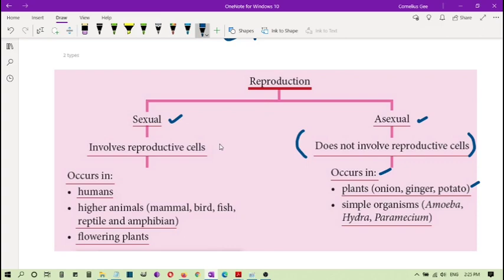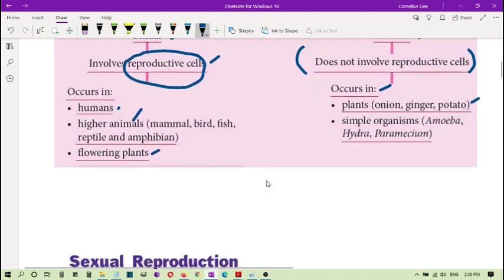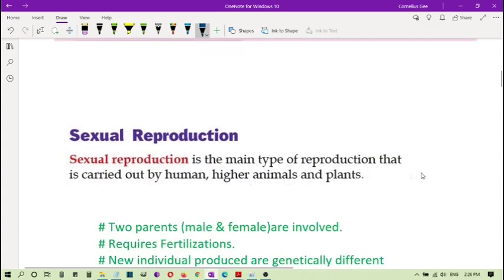On the other hand, sexual reproduction involves reproductive cells. Later we'll look at what these reproductive cells are. It happens in higher animals like humans and of course in plants. So these are the two types of reproduction that you're going to learn, and I repeat, sexual and asexual. You must know the differences. We start by looking at sexual reproduction.